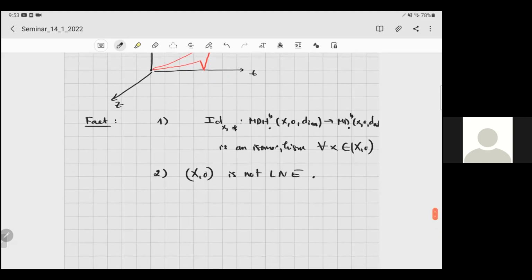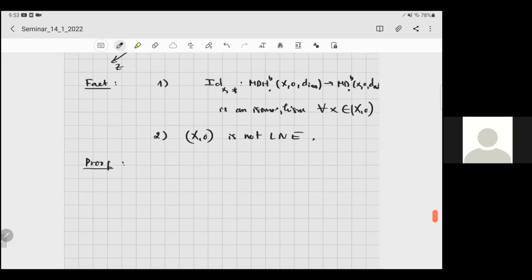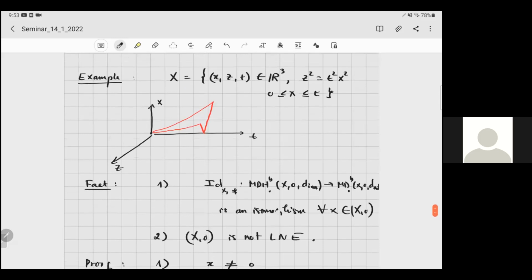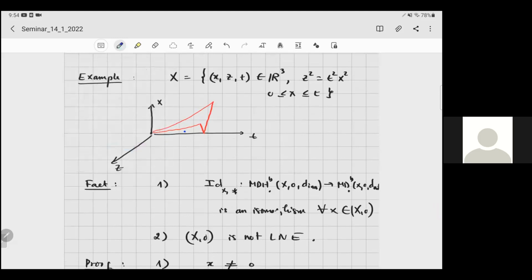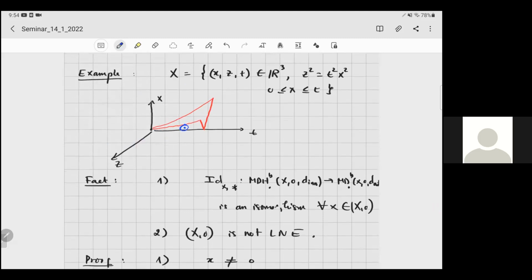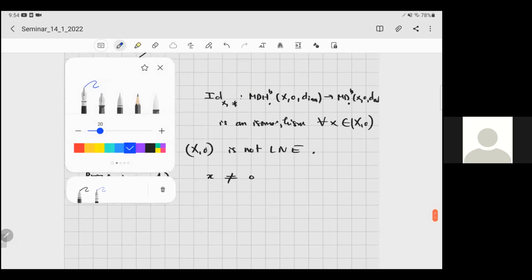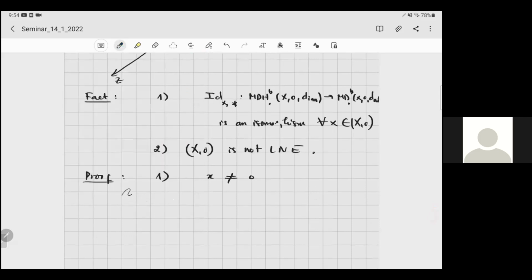So how to prove it? Actually I give a simple proof. First of all, I check the first one. There are two cases. First, x is different from 0. It is easy to see that if x is different from the origin, then in a neighborhood of x, x is a Lipschitz regular point.